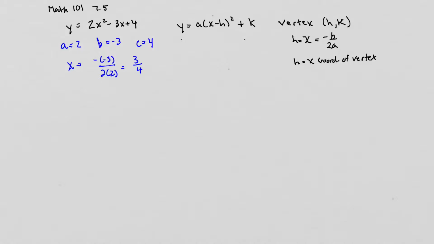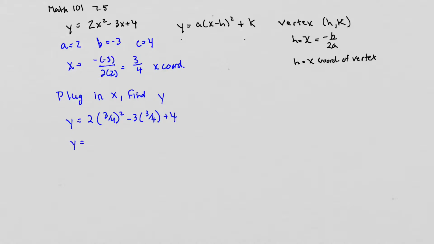Now we have to find the y coordinate. Plug in the x coordinate to find the y coordinate. So as you know, every point on the graph has an x and a y. We already have the x, now we just find the y that goes with that x, as we always do. We take the positive 3/4 and plug it in for the x in x squared and plug it in for the x here. Let's go ahead and do that. So y equals 2 times (3/4) squared minus 3 times 3/4 plus 4.